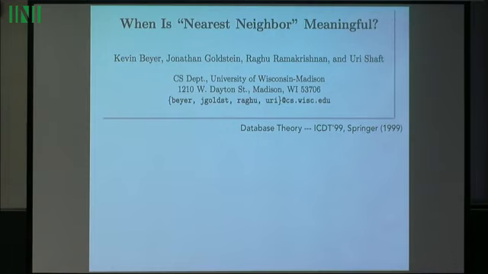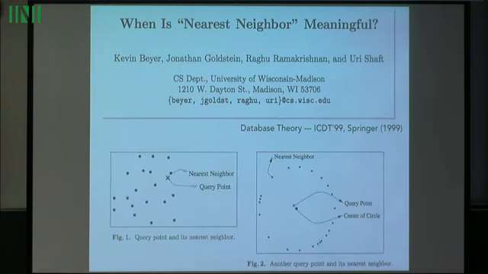And this came out in 1999 in a conference called Database Theory. And they have a really interesting description here, where they say when you plot things in a 2D plane and you have some set of points and then you have a query point, this notion of nearest neighbor makes sense. It's meaningful in some sense.